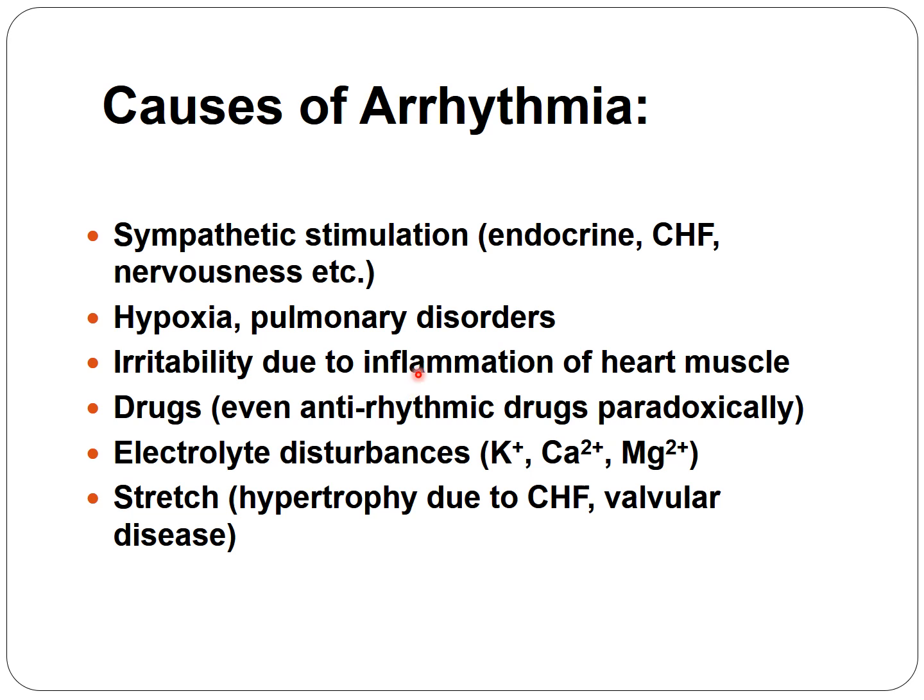What can cause arrhythmia? Most commonly, sympathetic stimulation. That can be, for example, nervousness, endocrine disorders, or cardiac heart failure, hypoxia, pulmonary disorders, irritability due to inflammation of the heart muscle, drugs. Even antiarrhythmic drugs paradoxically can cause arrhythmia. Electrolyte disturbances such as potassium, calcium or magnesium, stretching of the muscle in case of hypertrophy, or for example due to cardiac heart failure or some other valvular disorders as well.